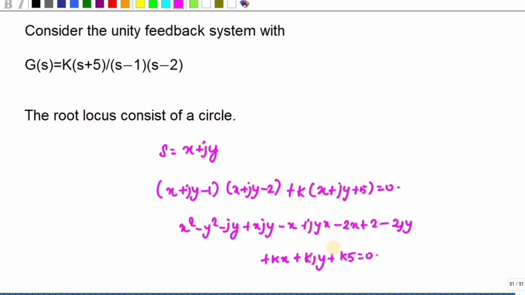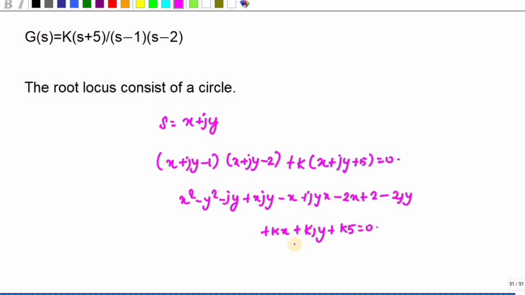So in this term I can take the common terms, right? First I'm going to write x² − y². Then if I solve, I'll get −3jy, right? Then plus 2jyx, minus 3x plus 2.